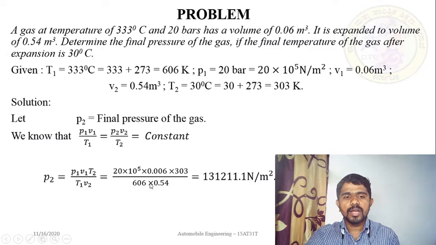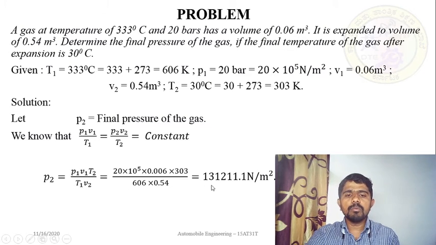See, P1 is equal to 20 into 10 to the power of 5. V1 is equal to 0.06. Sorry, this is 0.06, not 0.006. There is a typographical mistake. Please correct it in your notebook. 0.06 and 303, that is T2, divided by T1 is equal to 606, and V2 is equal to 0.54. It is right. So please use your calculators to solve this equation. Take your own time, no issue.